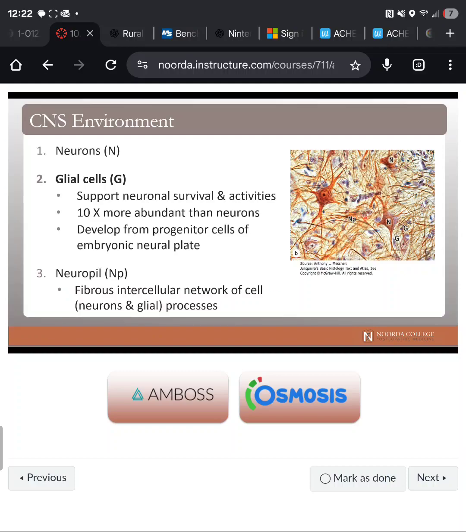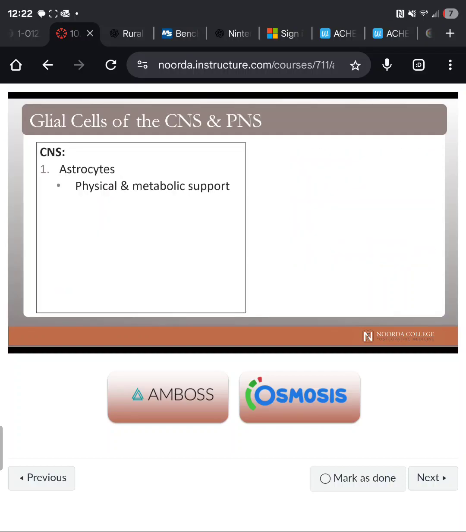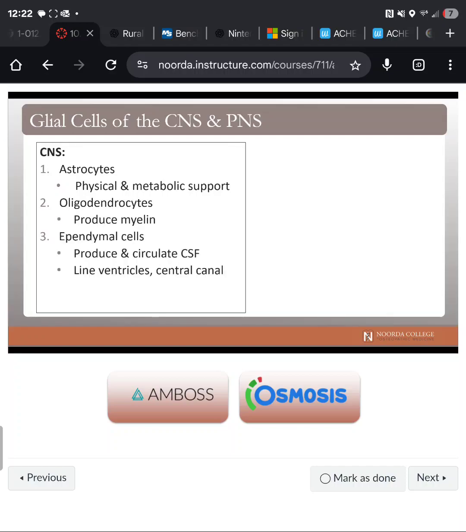The neuropil, NP, which is your fibrous intercellular network of cells here, is comprised of neuronal and glial processes. Glial cells of the CNS and PNS include astrocytes, which provide physical and metabolic support, the oligodendrocytes, which produce myelin within the CNS. We talked about Schwann cells already in a previous lecture, and then ependymal cells, which produce and circulate CSF, which we've talked about in the meninges section. They line the ventricles and the central canal.